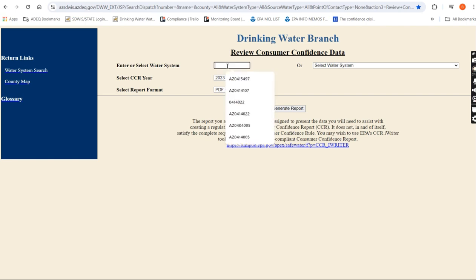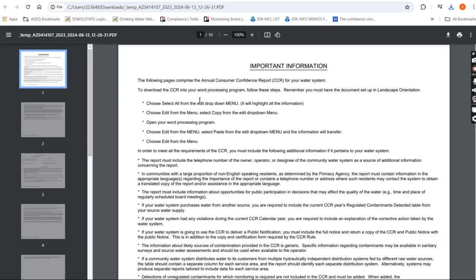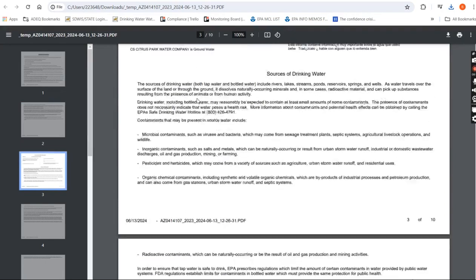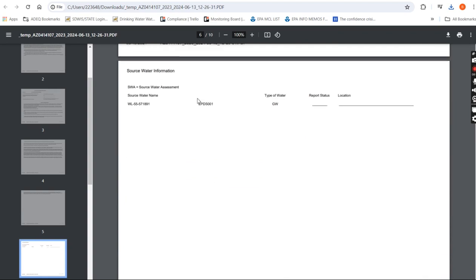Here, you will type in your water system number. I will just pull one up from my recents. And generate report. Make sure that it is set to 2023 for your most recent report. And that will give you a downloaded PDF. This will provide most of the information that you need for your detected contaminants and violations.